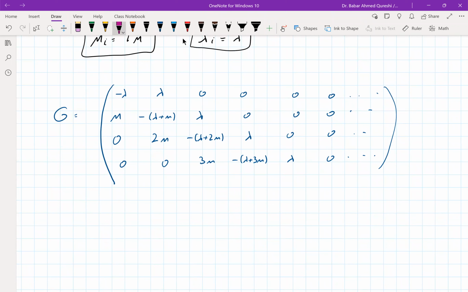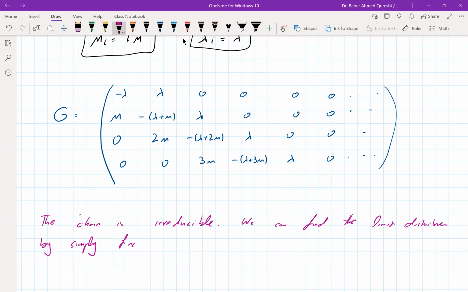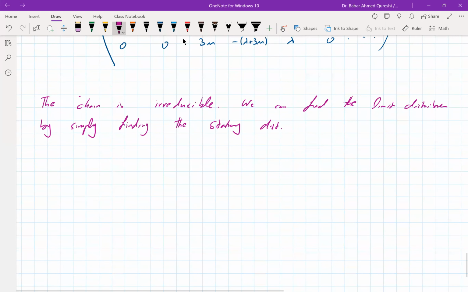So this chain is clearly irreducible, and we can find the limit distribution by simply finding the stationary distribution. So all you need is this thing.